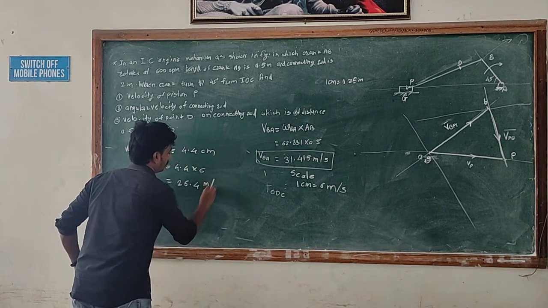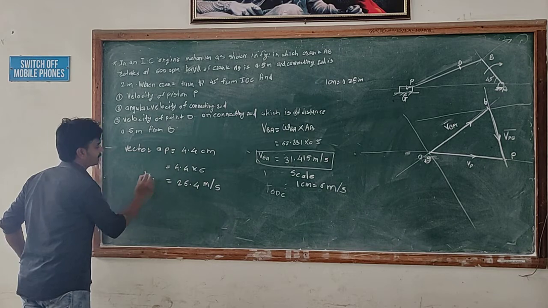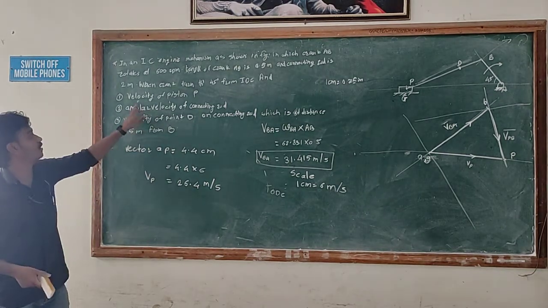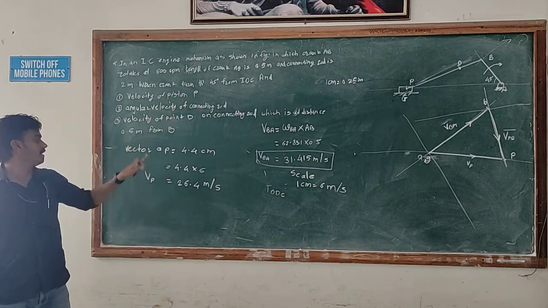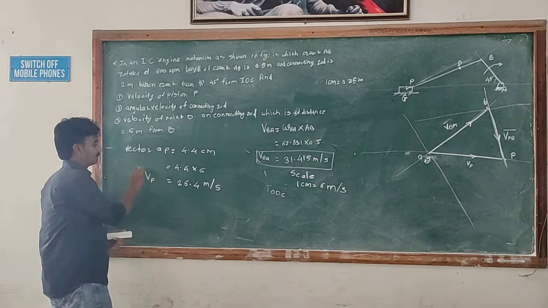26.4 meter per second. This is the velocity of the piston. This is the linear velocity of the piston P, that is, the velocity of the piston is 26.4 meter per second.